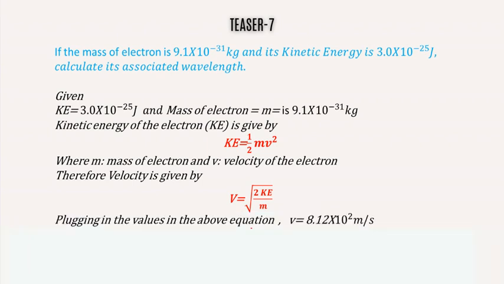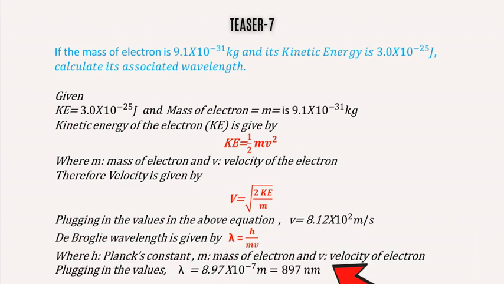Plugging in the values in the above equation, v = 8.1 × 10^2 meter per second. De Broglie wavelength is given by λ = h/mv, where h is the Planck's constant, m is the mass of electron, and v is the velocity of electron. Plugging in the values, λ = 8.97 × 10^-7 meters, which is equal to 897 nanometer.